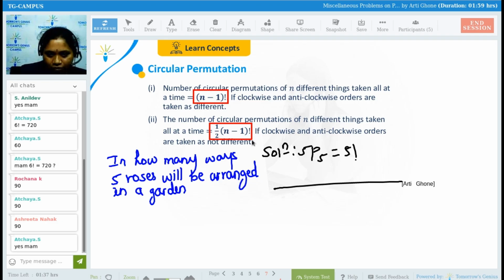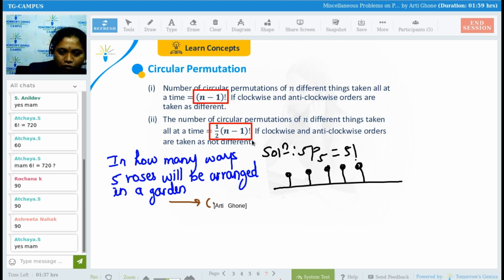Obviously, I want to arrange the 5 roses, so it will require 5 places, no? These are my roses, just imagine. So I want to arrange 5 roses at 5 places. So it will be the same 5P5, that is 5 factorial, because I have not mentioned that these are linear or circular. So we always have to consider it as linear. Clear? Okay. And now I'm changing the question with one word only. In how many ways can the 5 roses be arranged in a circular garden?